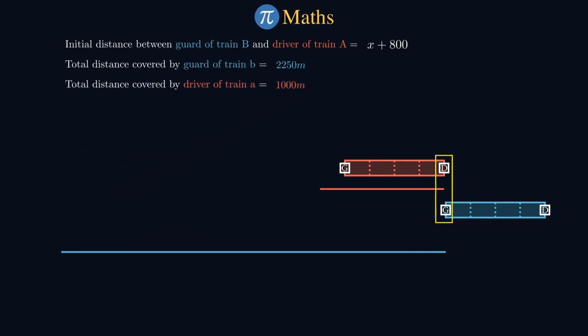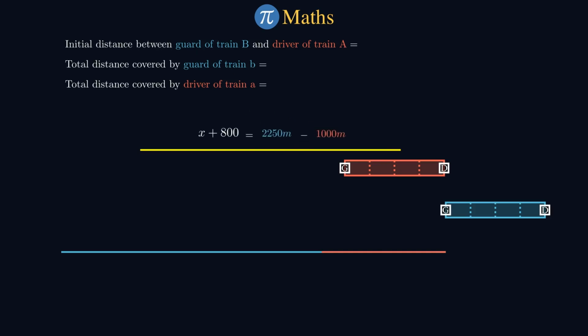If we subtract both the distances, we get the initial distance between the guard of train B and the driver of train A. So, x plus 800 is equal to 2250 minus 1000. Solve this and you will get x is equal to 450. Hence, the initial distance between both the trains was 450 meters.